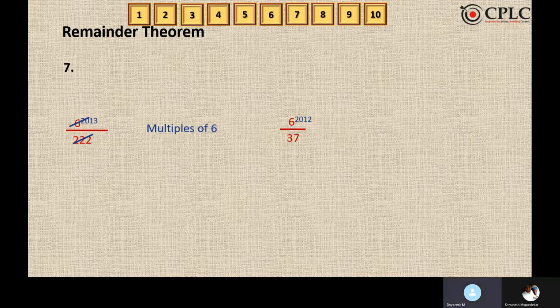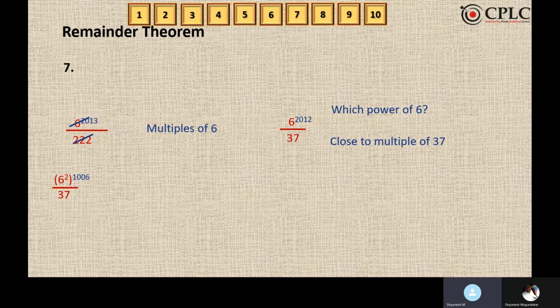Now this becomes one of our types. Which power of 6 when divided by 37 will give us the remainder plus 1 or minus 1? So it is 6 square, which is 36. So break down 2012 as a multiple of 2, which is the case. So our question becomes 6 square the whole raised to 1006 divided by 37. Now 6 square is 36. 36 divided by 37, remainder is minus 1.